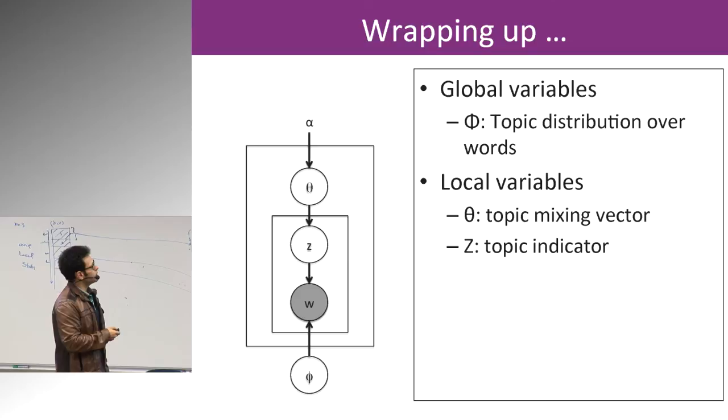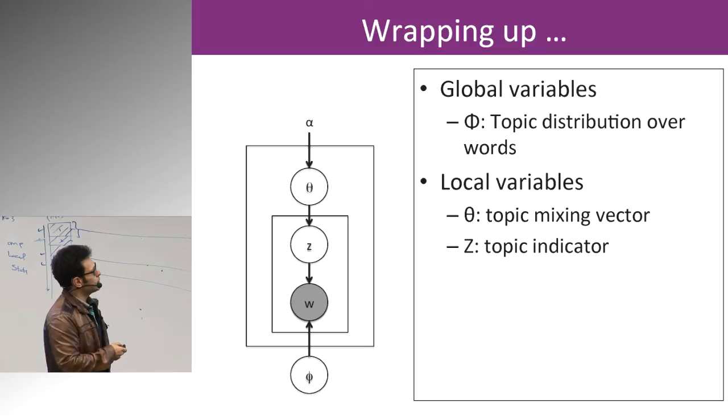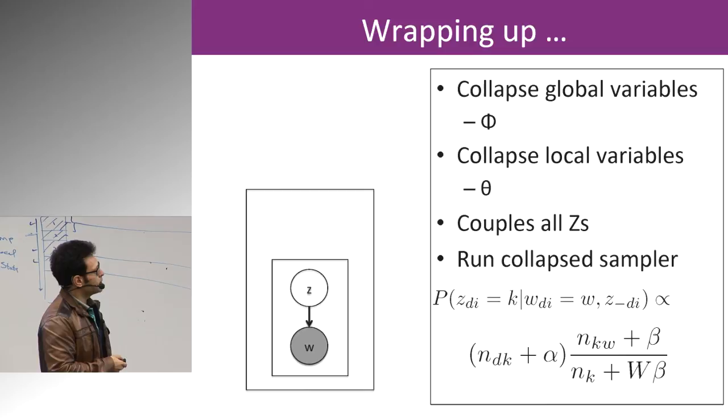Our global variable is phi, which is a topic distribution over words. And our local variables are theta and z. We collapse theta. So in order to sample z, we run a collapsed Gibbs sampler, and we compute the probability of z equal k, given that word i is equal to w and the other topic assignments. And we saw that this factors into two parts.